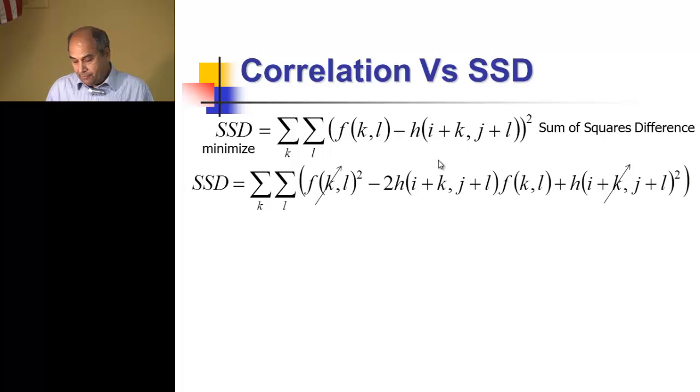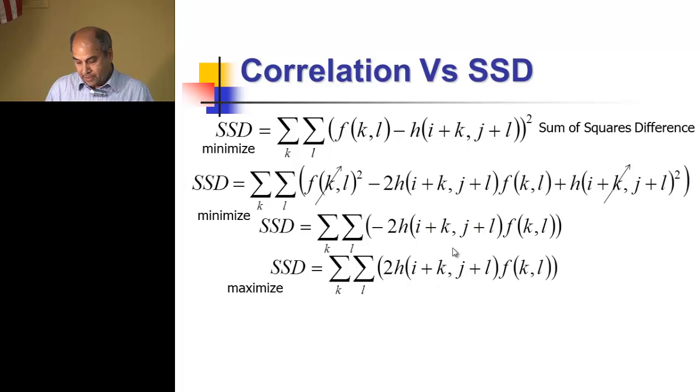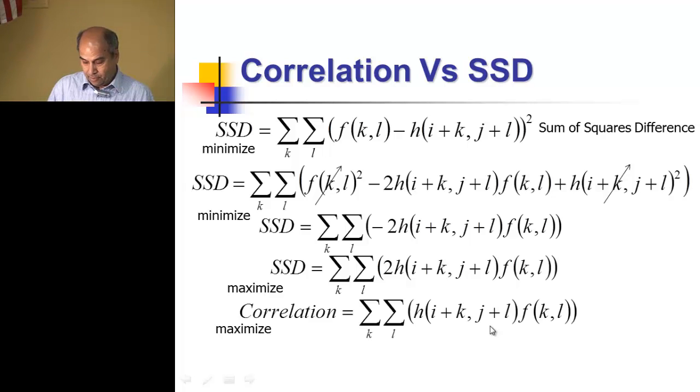So now we are left with this term, and for SSD we want to minimize. So I'm putting here a minus. Now let's say we remove the minus sign, then instead of minimizing this, we will maximize this, as a negative. So therefore, as you see, this actually is a correlation. So in the correlation, we multiply and we maximize. In SSD, we subtract and then minimize. So they are related. That's what you need to know.